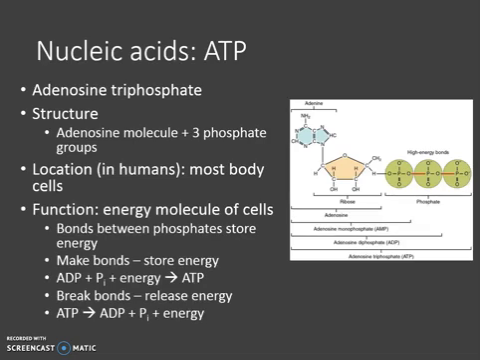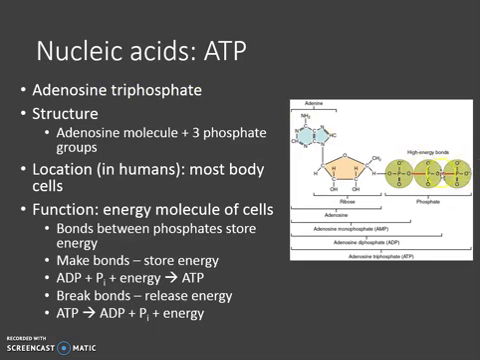A third nucleic acid is ATP, which stands for adenosine triphosphate. And this molecule is the major energy molecule in all living things. So you can see here it's made up of an adenine base, so this is the nitrogen-containing base, and a ribose sugar, so that's the similarity with DNA and RNA, and it also has a phosphate group, but the big difference is it's got 3 phosphate groups stuck to it, and that's where we get the triphosphate.